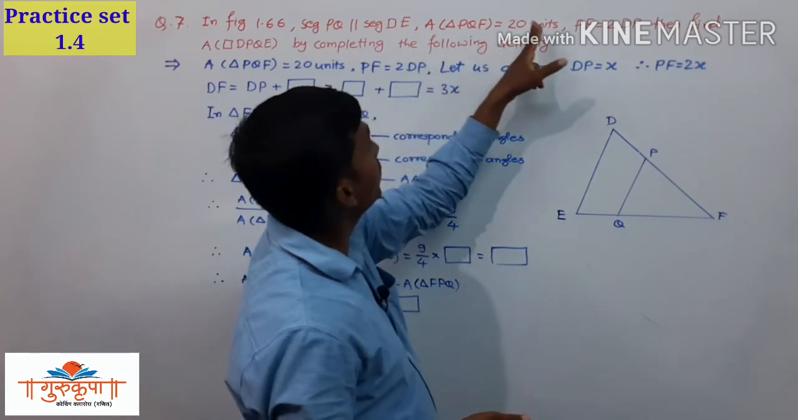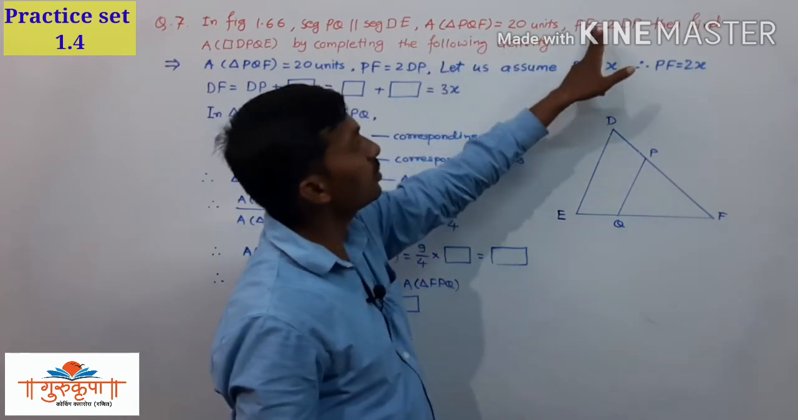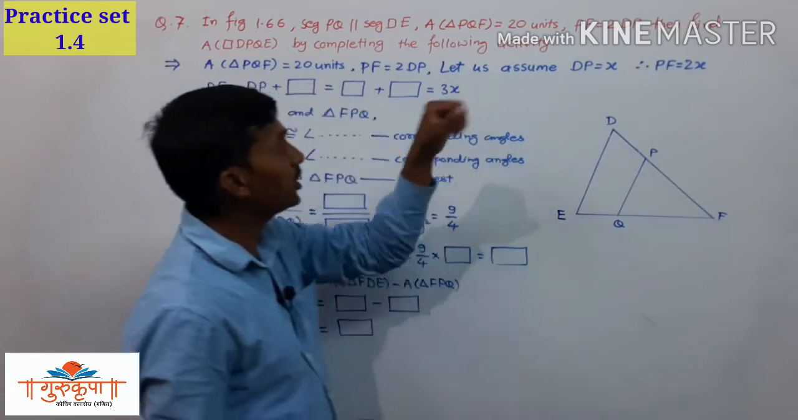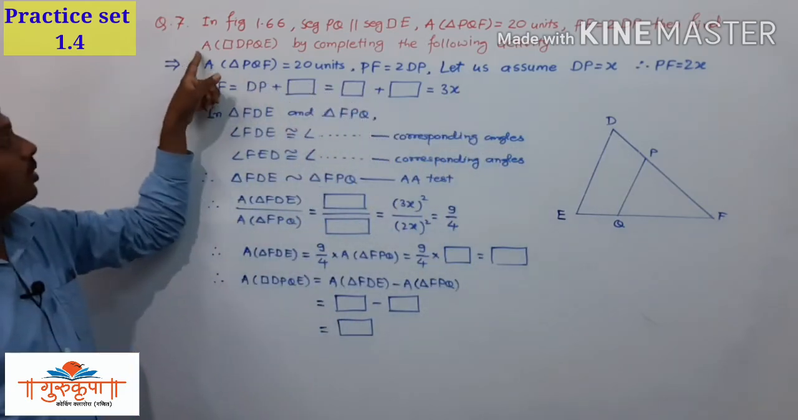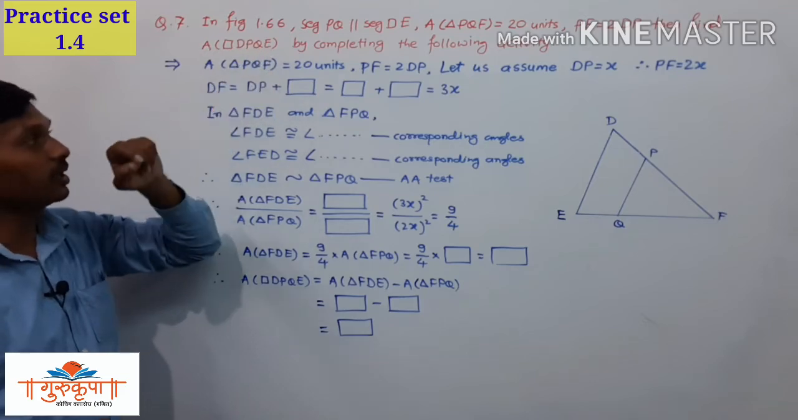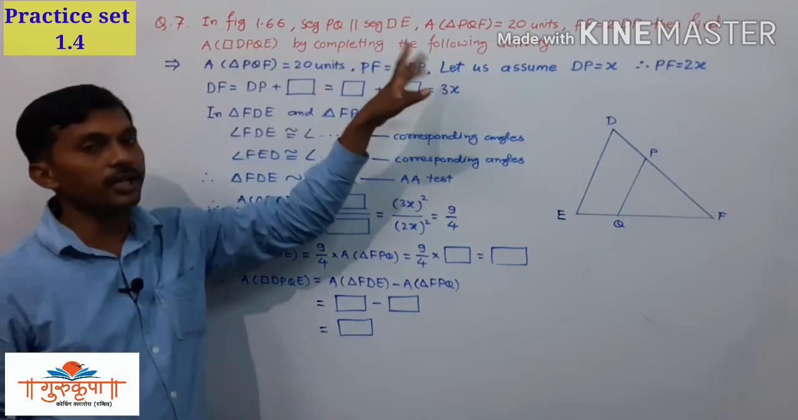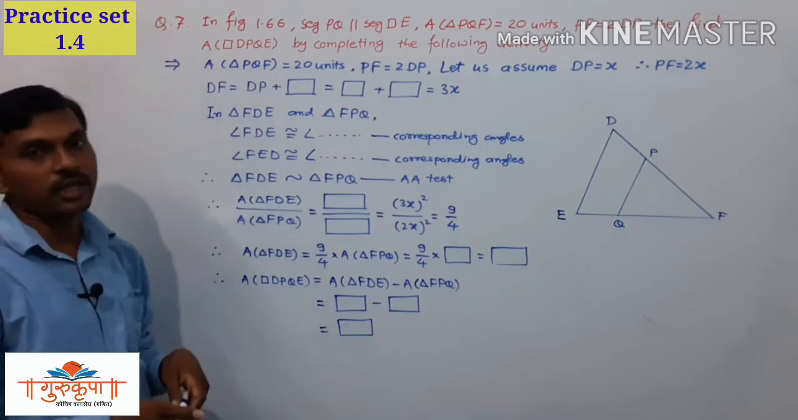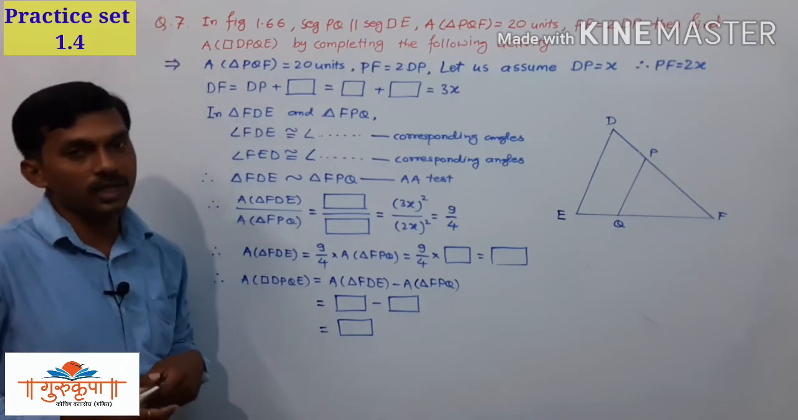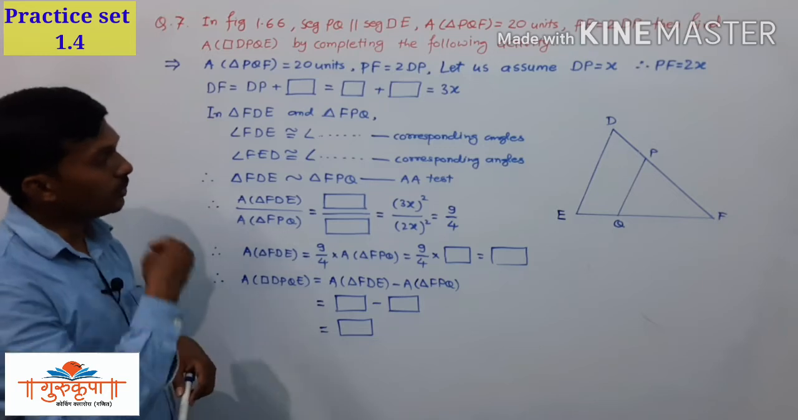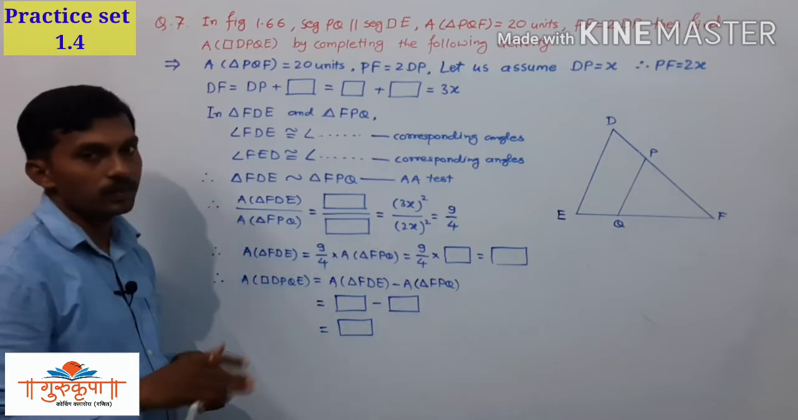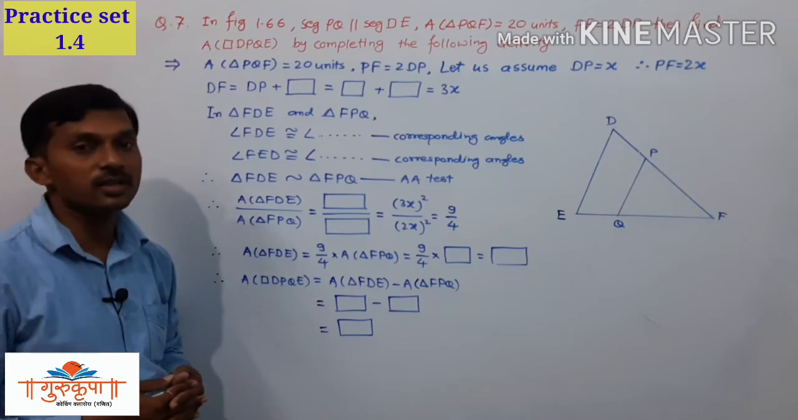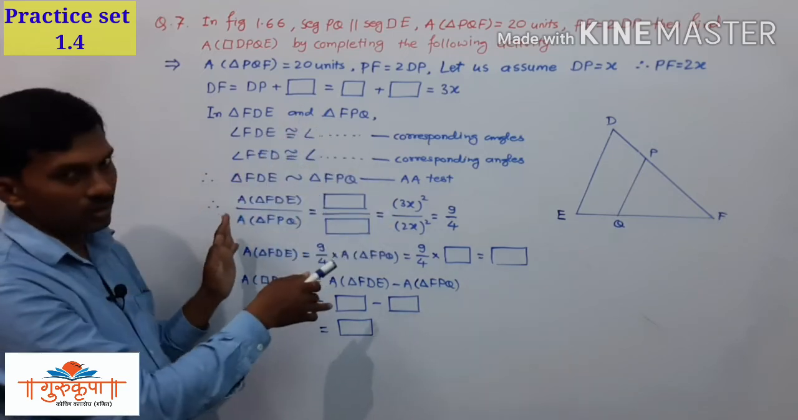Area of triangle PQF is given as 20 units. PF is equal to 2DP, that is given information. Then find the area of quadrilateral DPQE by completing the following activity. Now here we have been given the whole solution and we just have to fill in the blanks. But suppose that we do not have the given solution, then how can we find the answer or how can we write the answer? It is too easy.